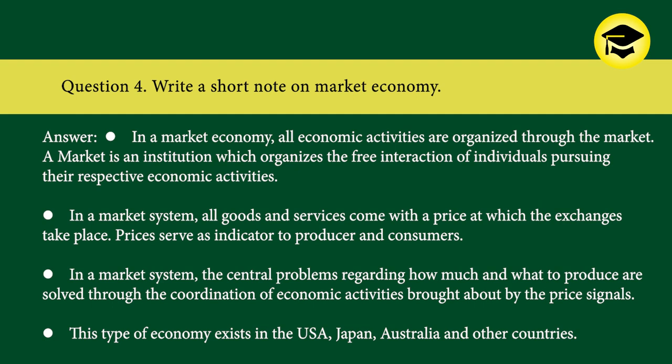Question 4. Write a short note on market economy. Answer. In a market economy, all economic activities are organized through the market. A market is an institution which organizes the free interaction of individuals pursuing their respective economic activities. In a market system, all goods and services come with a price at which the exchanges take place. Prices serve as indicator to producer and consumers. In a market system, the central problems regarding how much and what to produce are solved through the coordination of economic activities brought about by the price signals. This type of economy exists in the USA, Japan, Australia and other countries.